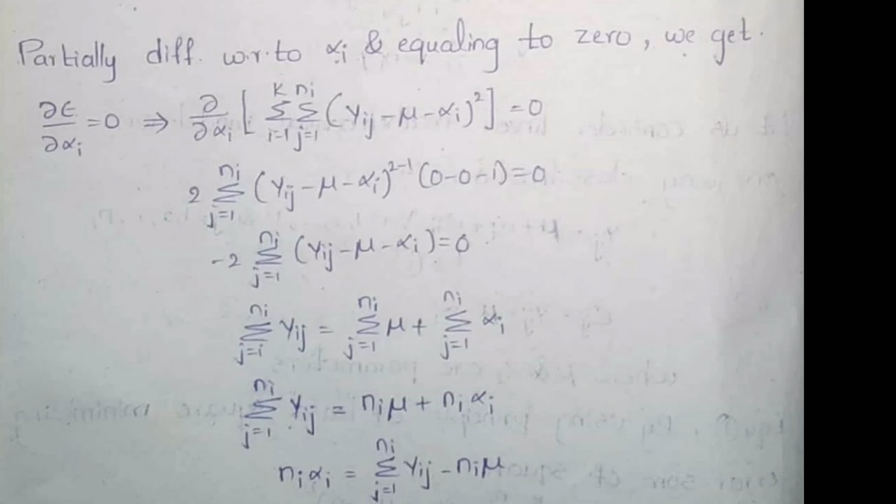In yij we have the j value, so we can't change that, but mu and alpha i are constant values. The constant into summation gives the size into the constant. That means n into mu plus n into alpha i equals summation j ranges 1 to ni, yij. So alpha i equals 1 by n summation j ranges 1 to ni, yij minus n i mu. Finally we get alpha i equals y bar i dot minus y bar double dot.